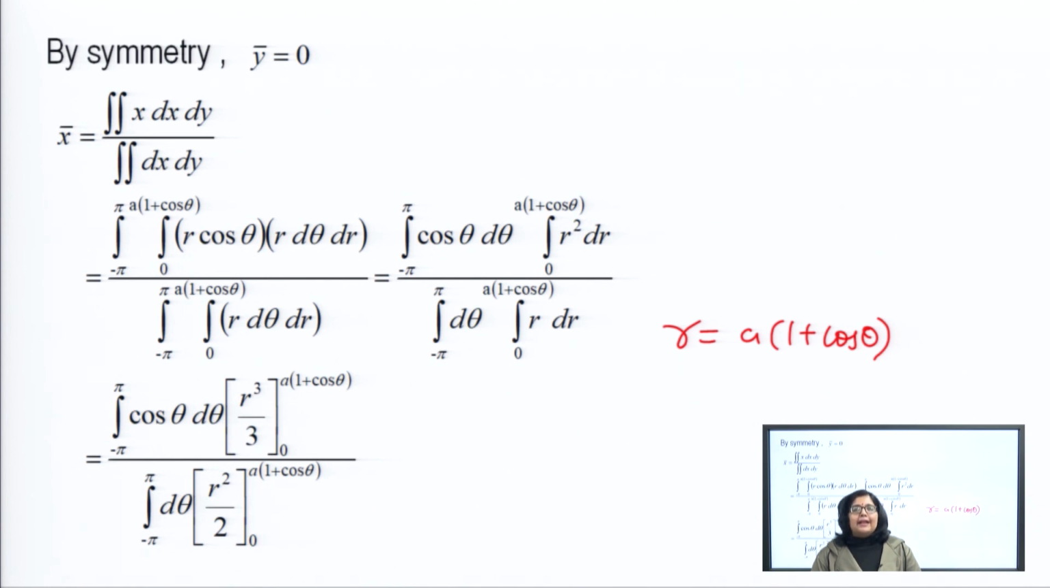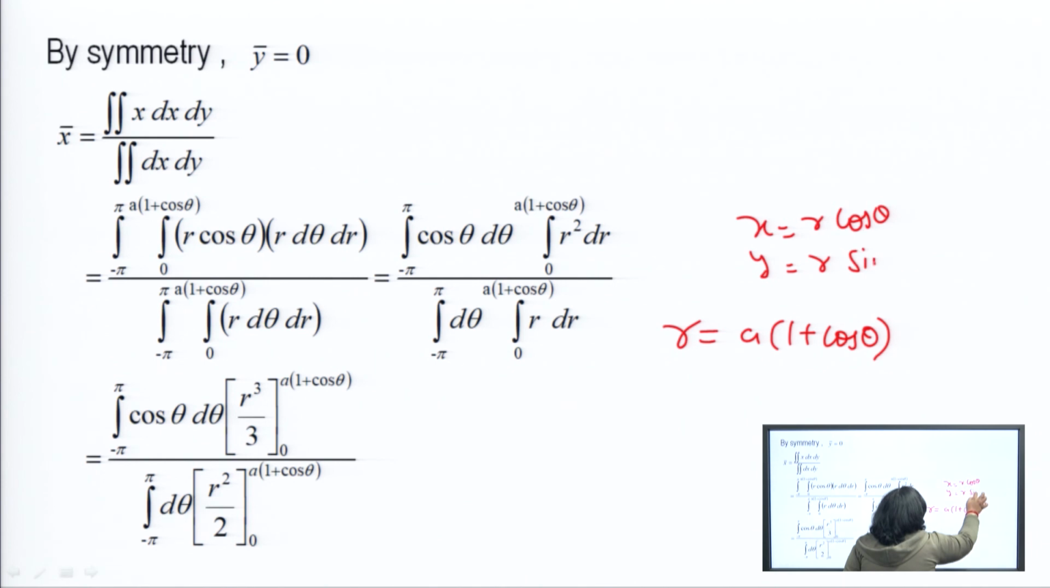In the polar form, x is equal to r cos theta and y is equal to r sin theta. Here we use only x. So we put x as r cos theta, and dx dy is equal to r d theta dr. The integral becomes the integration from minus pi to pi, 0 to a times 1 plus cos theta, of r cos theta times r d theta dr, upon the same with r d theta dr. There is a limit in theta form, so integrate with respect to r firstly. We get r cube by 3 from 0 to a times 1 plus cos theta, upon r square by 2 from 0 to a times 1 plus cos theta.